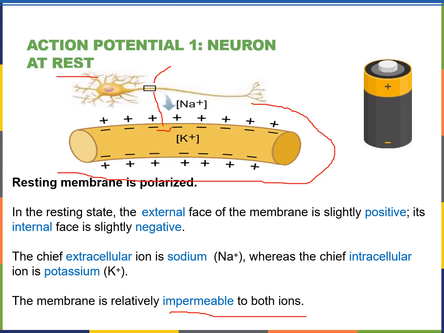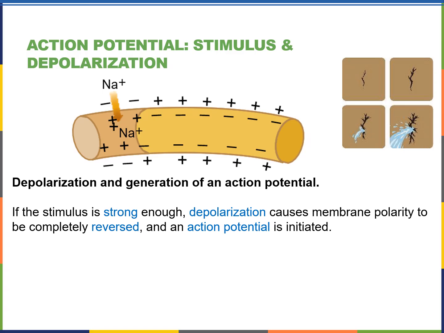Next, what has to happen is we have to have some sort of stimulus. The stimulus would be like touching you with a sharp object or a pin poking you. So that's a stimulus, and it has to be strong enough, because either you get a potential or you don't. It's an all or nothing situation. So if we get a stimulus that is strong enough, the first event is something called depolarization. That's a word you have to know.